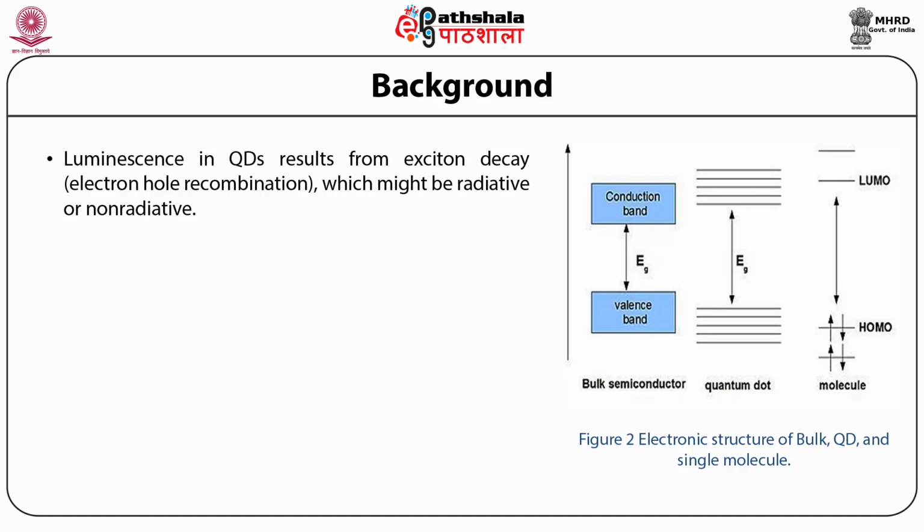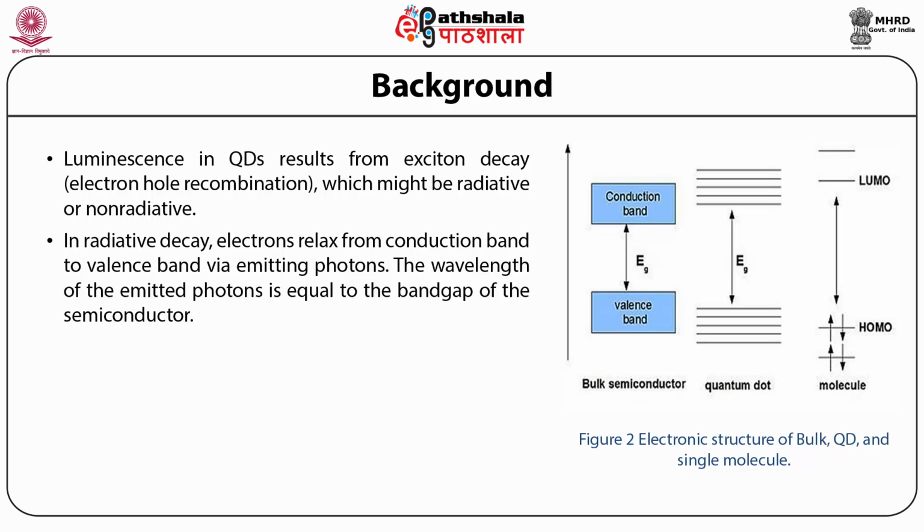Luminescence in quantum dots results from exciton decay, that is, electron hole recombination, which might be radiative or non-radiative. In radiative decay, electrons relax from the conduction band to the valence band by emitting photons. The wavelength of the emitted photons corresponds to the band gap of the semiconductor. In non-radiative recombination, the electrons relax by releasing their energy by emitting phonons or through Auger recombination.